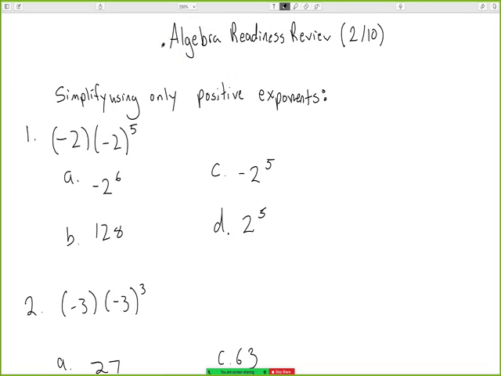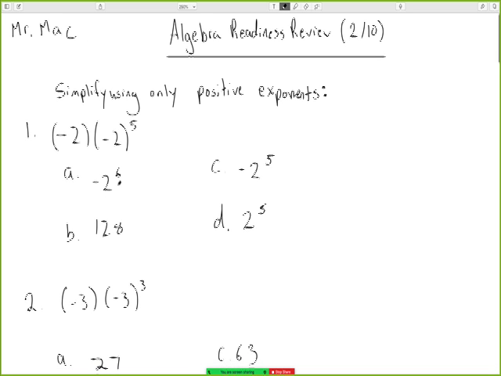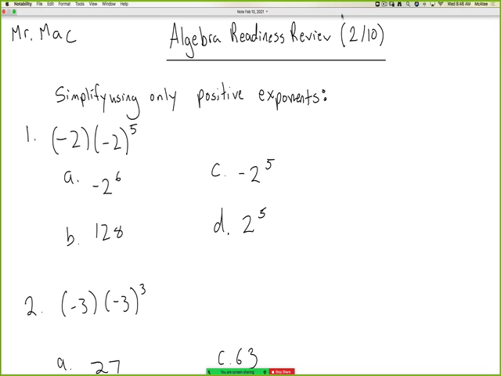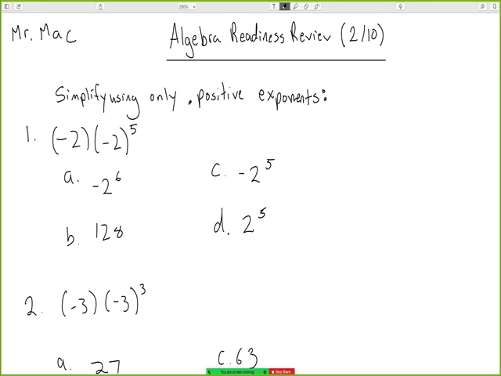Alright, hey guys, if you're watching this on Edpuzzle, go ahead and label your paper like this, and then put your name so I know it's you. Right there. Okay, first problem. Go ahead and do this one on your paper.